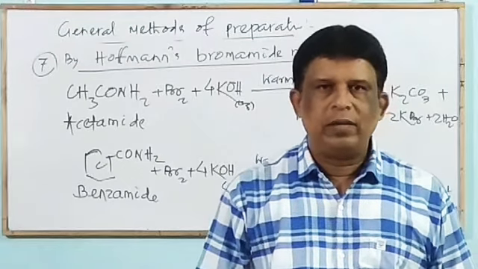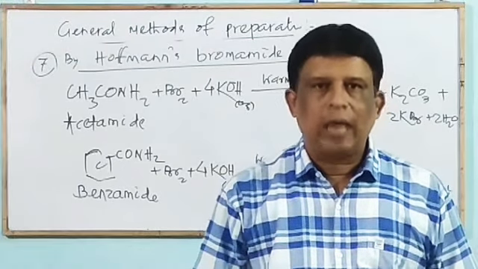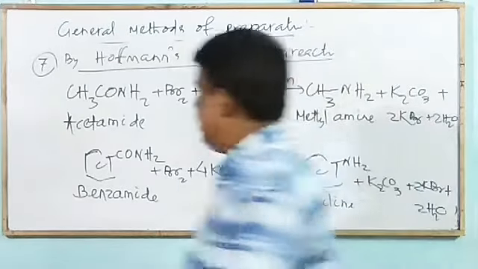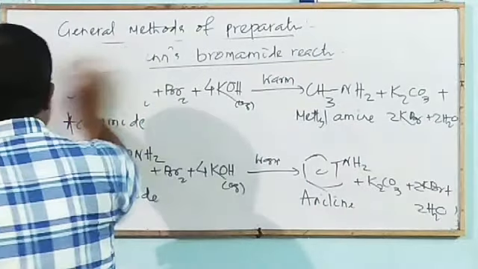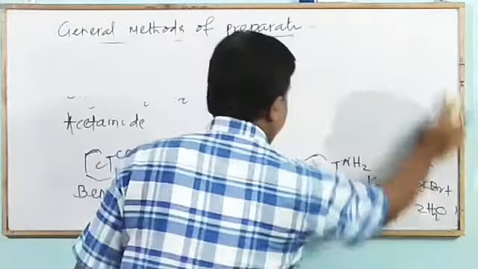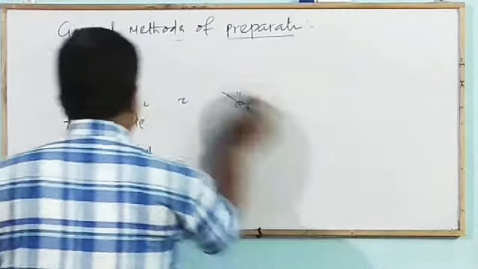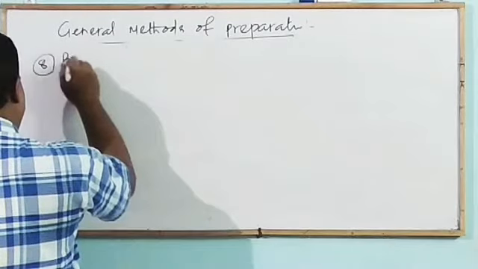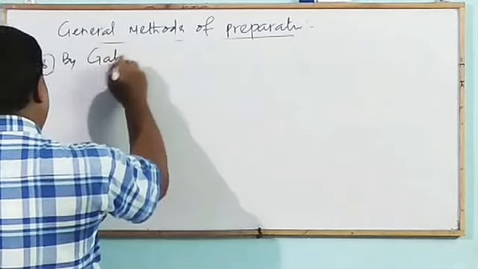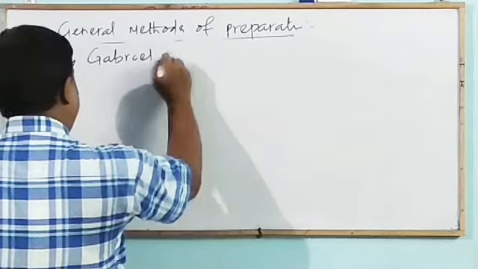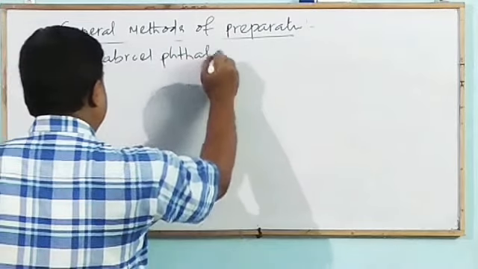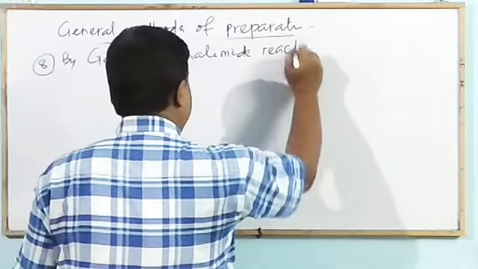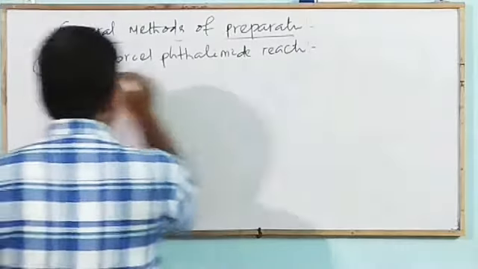Next method is by Gabriel-phthalimide reaction. It is an important one from the marks point of view. Next method, method number 8, that is by Gabriel-phthalimide reaction. Mark that. 8, by Gabriel-phthalimide reaction. What is the statement?